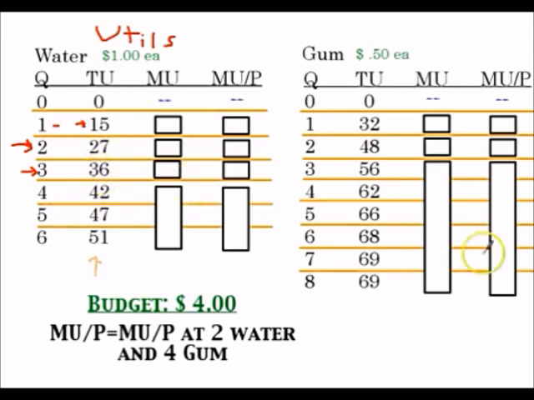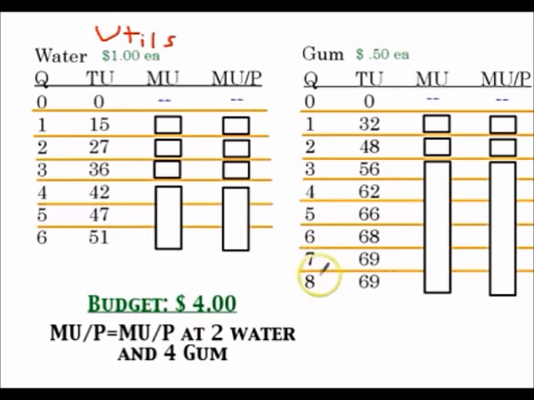So we can see what's happening to total utility as consumption increases. Total utility goes up as consumption increases. Now, it can eventually equalize. If you look over here at gum, when we hit our 7th unit of gum, we have 69 total units of utility. Our 8th unit is also 69, which means we got no extra units of satisfaction from that 8th unit.